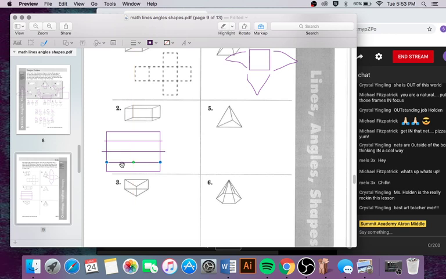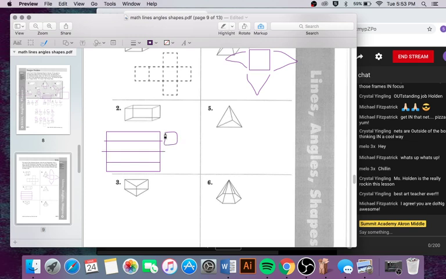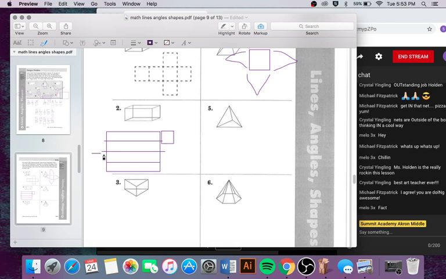Alright, so separate it into 4 parts with a square on each side. Alright, so it would look something like that.